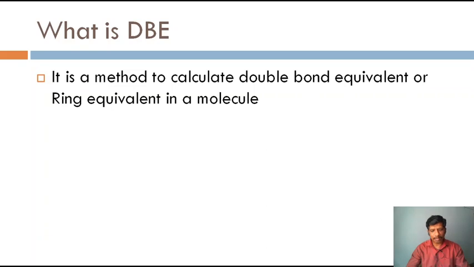For example, a triple bond is considered as two double bonds. A ring is considered as one double bond. It is taking the CnH2n+2 formula as reference. Taking that as reference, it calculates the number of hydrogens reduced. If one double bond is formed, there will be a reduction of 2 hydrogens. If one triple bond is formed, there will be a reduction of 4 hydrogens. If one ring is formed, there will be 2 hydrogens less than the CnH2n+2 formula.